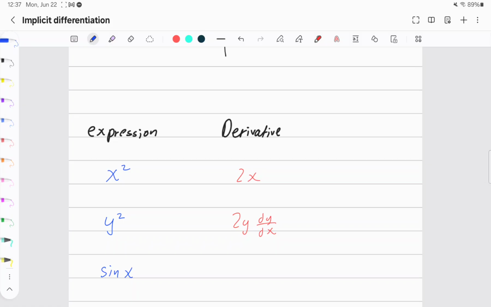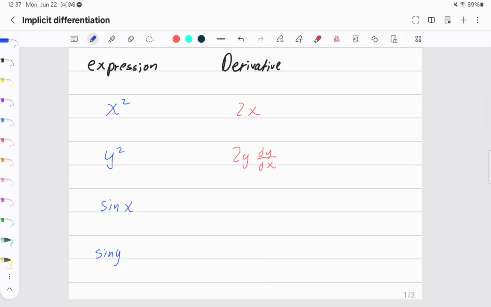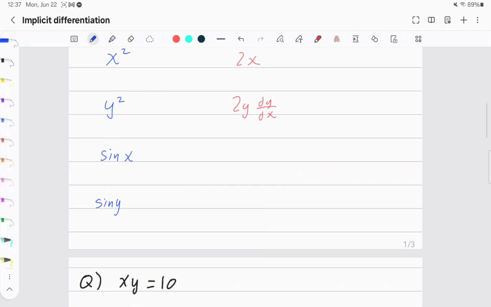You don't have to panic. Whenever you see an x, you do what you did before, like x squared becomes 2x. But when you see a y, you do the same as before, like y squared becomes 2y, but multiply by dy over dx. Remember, don't forget that. That's the crucial rule of implicit differentiation. Then, let's do this example. Sin x becomes cos x. And similarly, sin y becomes cos y, but again, dy over dx is being multiplied.